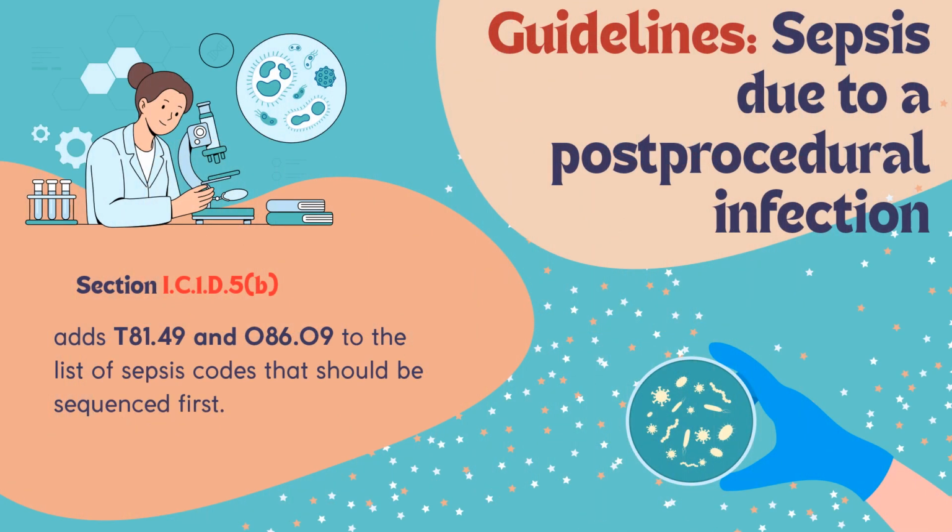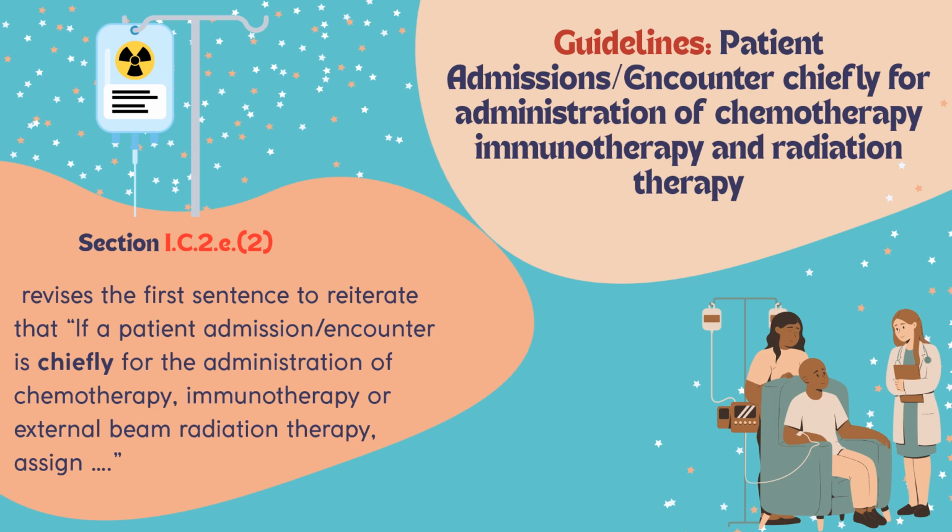Section I.C.1.d.5.b adds T81.49 and O86.09 to the list of sepsis codes that should be sequenced first. Section I.C.2.e.2 revises the first sentence to reiterate that if a patient admission/encounter is chiefly for the administration of chemotherapy, immunotherapy, or external beam radiation therapy, assign, and the keyword here is chiefly, the specific Z codes based on the type of therapy as the first listed or principal diagnosis.